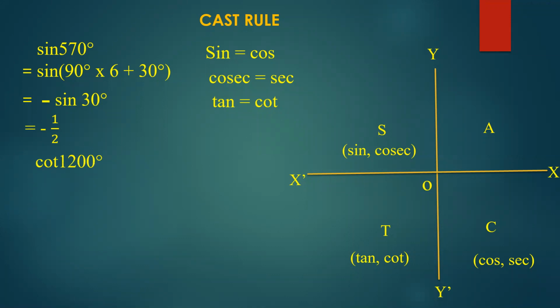Okay, let me just give you another example. Look at here, cot 1200 degrees. Okay, the first step is that we need to convert 1200 degrees in terms of 90 degrees. So we can do it like this: cot of 90 degrees times 13 plus 30 degrees, right?